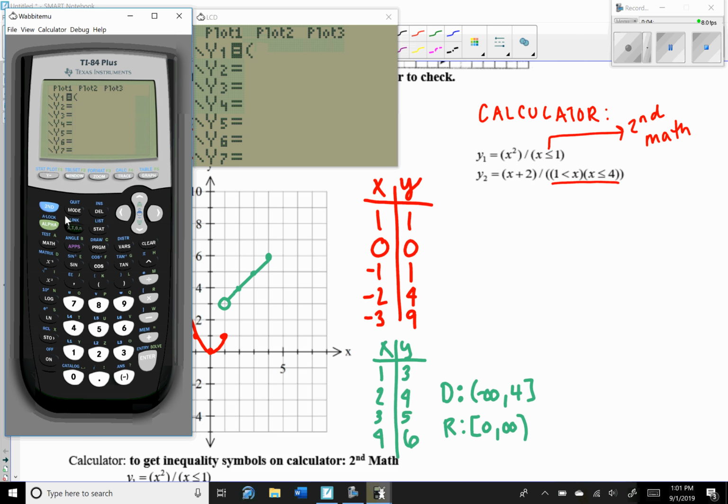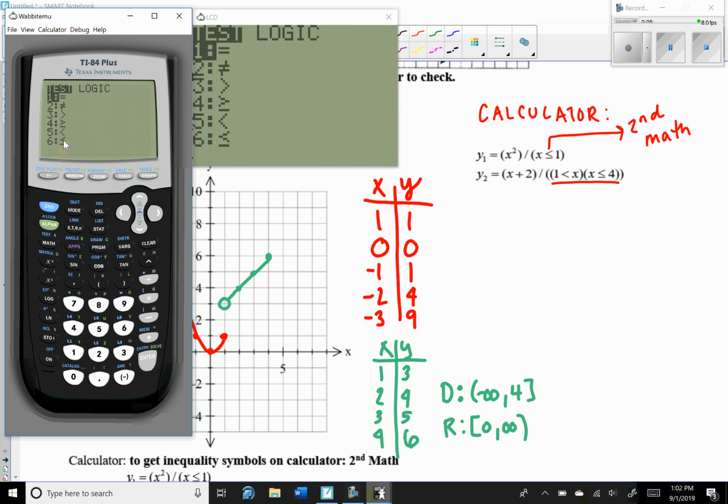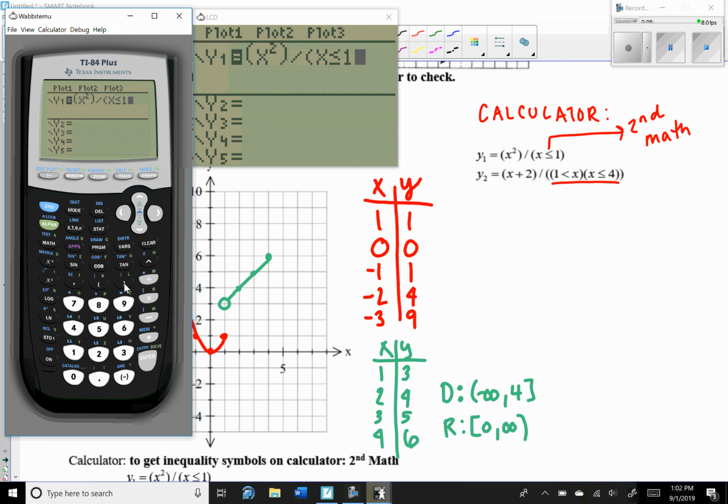So parentheses x squared, close parentheses, and then we're going to use the division symbol, parentheses, x, and then to get the inequality symbol, second math. And so you can see all these symbols right here. We want less than or equal to, which is number 6, and then 1, close parentheses.